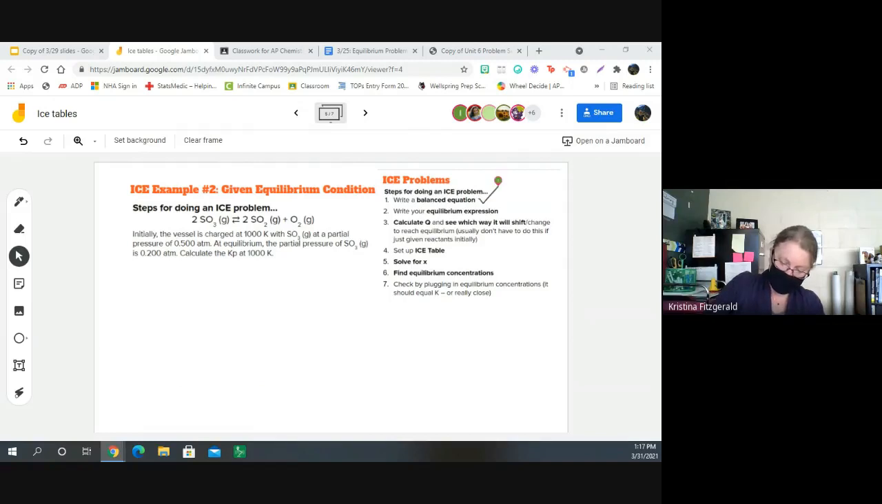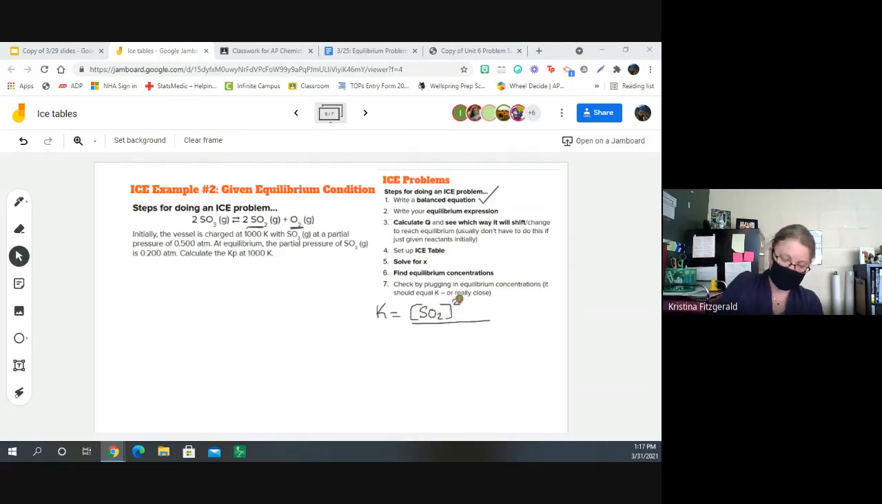All right, we're going to write our equilibrium expression. So at equilibrium, we want to write out our stuff. So products over reactants. So this stuff here is going on top. Just remember, any coefficients become an exponent.